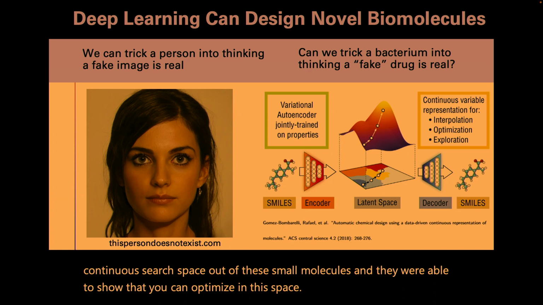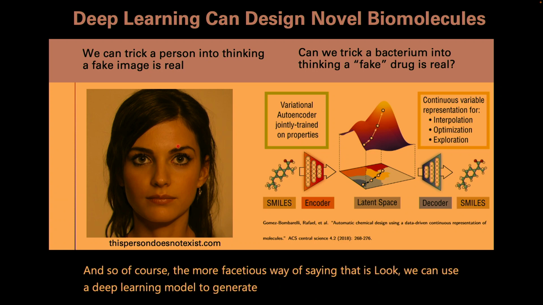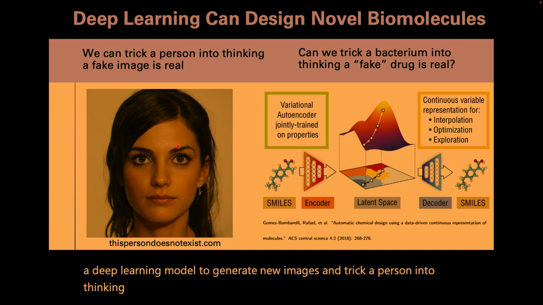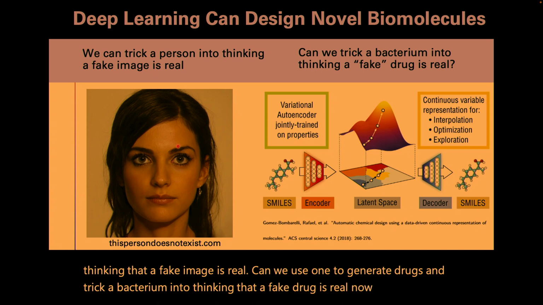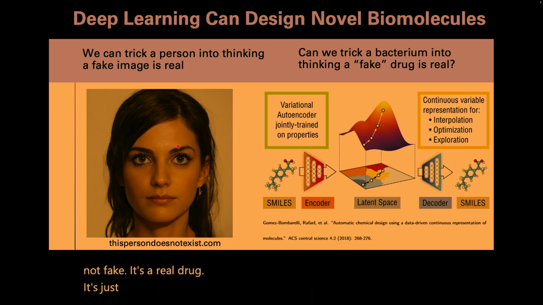And so, of course, the more facetious way of saying that is, look, we can use a deep learning model to generate new images and trick a person into thinking that a fake image is real. Can we use one to generate drugs and trick a bacterium into thinking that a fake drug is real? Now, obviously, it's not fake. It's a real drug. It's just, can you dream up something new with a machine learning model?